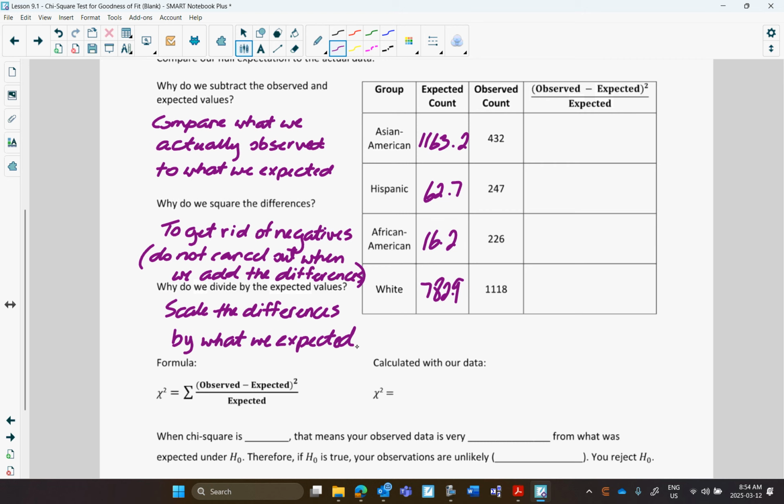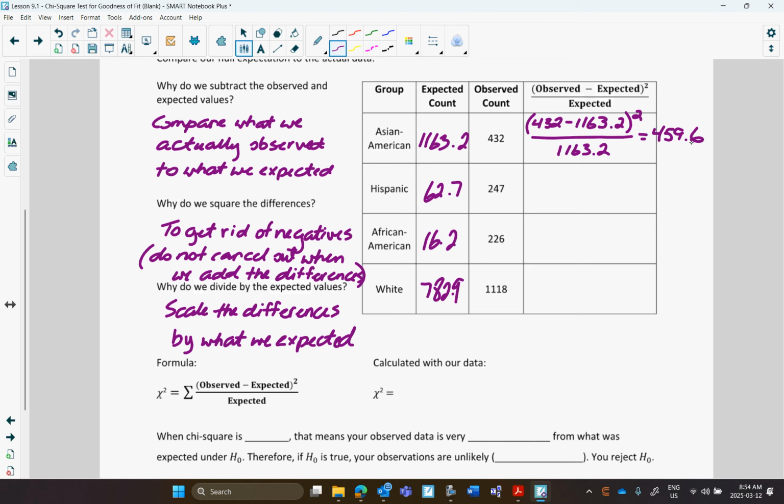So for the first one, for the Asian American group, we would do 432 minus 1163.2. Square that, divided by 1163.2. And we would get approximately 459.6. We do that for each one of them. We add them all up, and that's our chi-squared statistic.